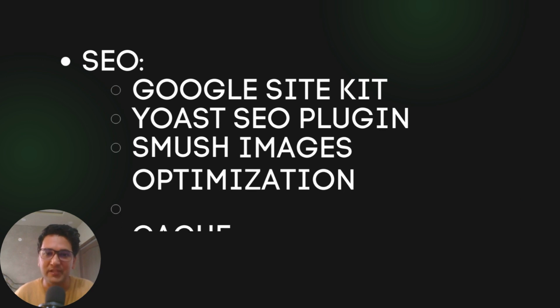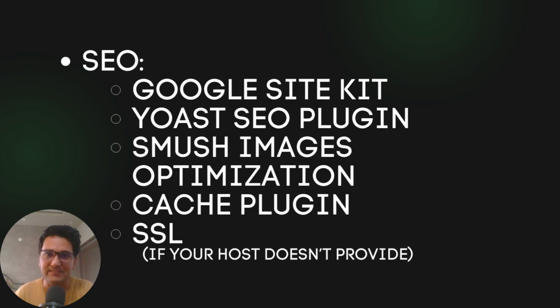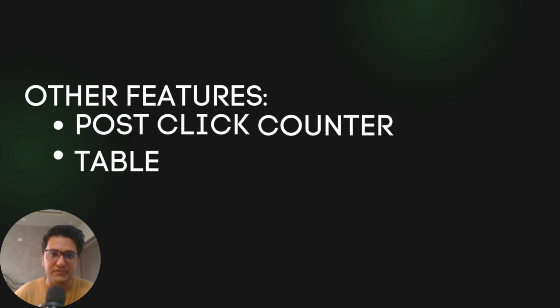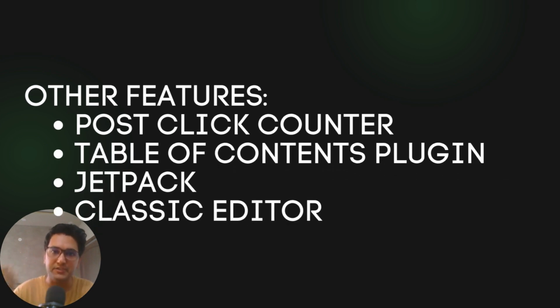For SEO, I will be installing these must-have plugins for my blog, and I recommend you do the same: Google Site Kit, Yoast SEO plugin, Smush image optimization, a cache plugin, any cache which is preferred by your server, and SSL. On the other hand, for the additional features, there are additional plugins: post click counter, table of contents plugin, Jetpack, and classic editor.